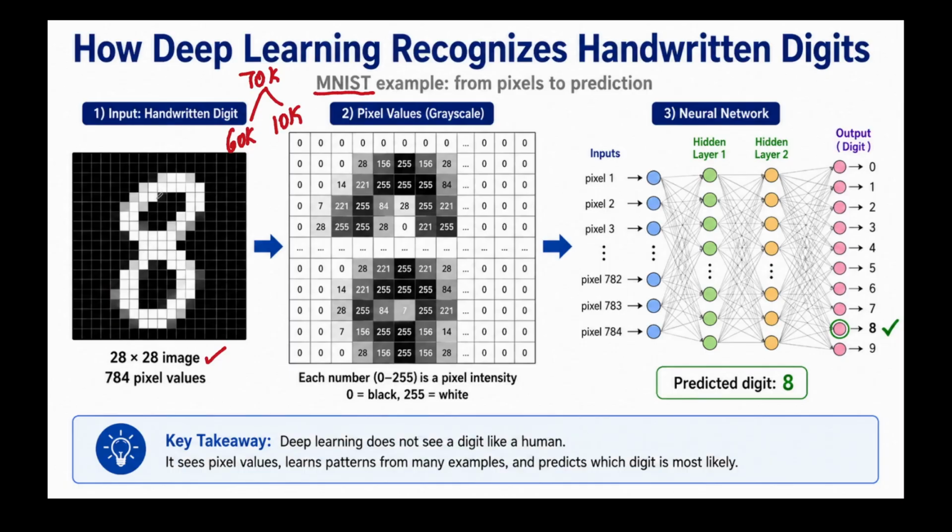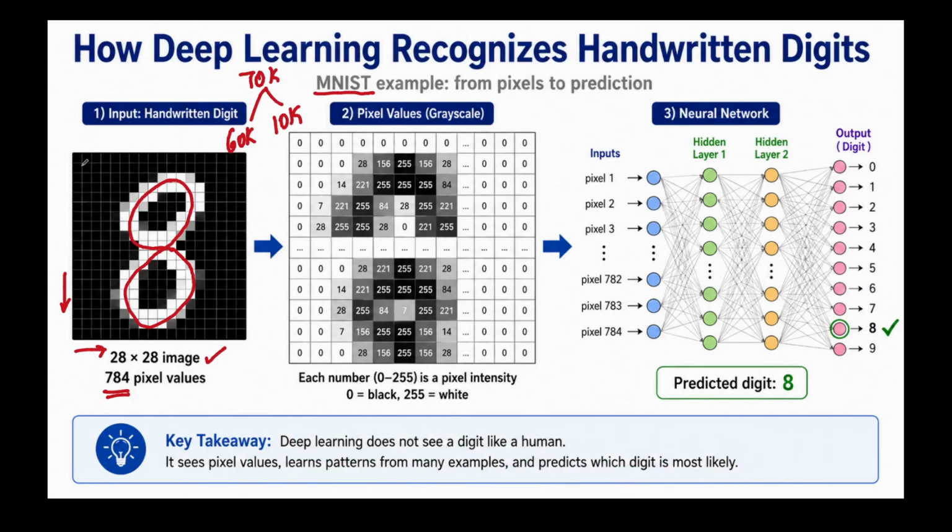Now look at the left side of the slide. We can clearly see a handwritten digit 8. As humans, we directly understand the shape. We see the top loop, the bottom loop, and we say this is 8. But the neural network does not see an image like this. It does not think this is a curved line, this is the upper part, this is the lower part. Instead, the image is converted into numbers. Since the image is 28 pixels wide and 28 pixels tall, the total number of pixels is 784, which is 28 multiplied by 28. So one image becomes 784 input values.